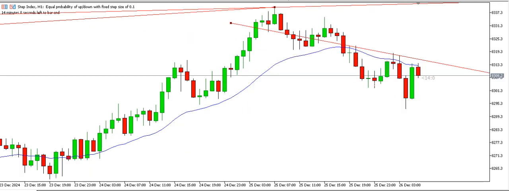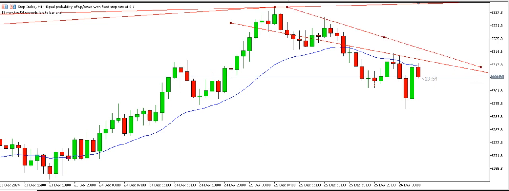On the 1-hour time frame, what can we see? More like a flag pattern. This is our flag, but it's quite tricky. It could pass for a flag pattern. It could also pass for head and shoulders. This is the left shoulder. This is the head. This is the right shoulder. Could also pass as a head and shoulders pattern.